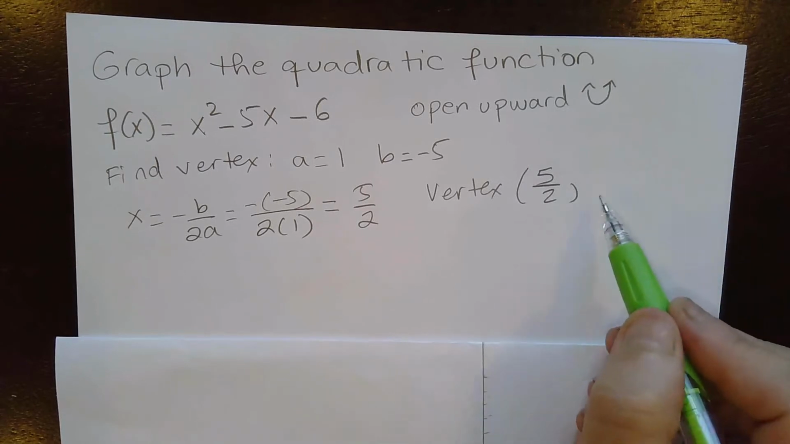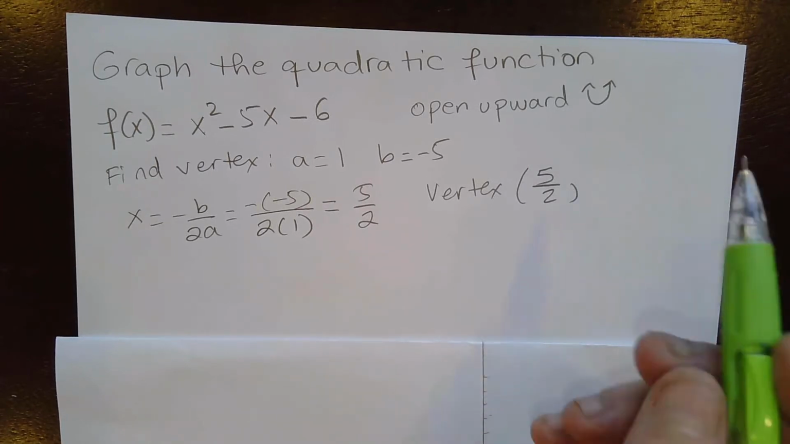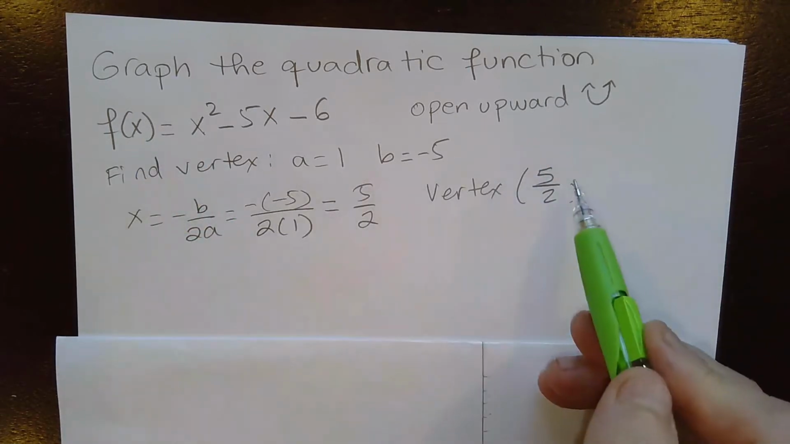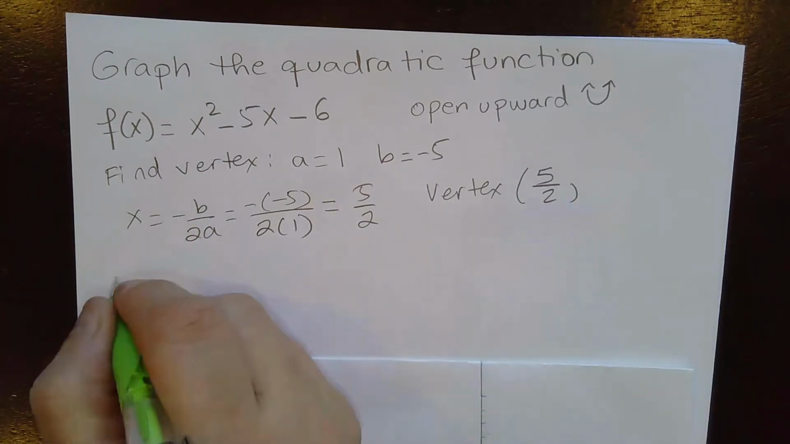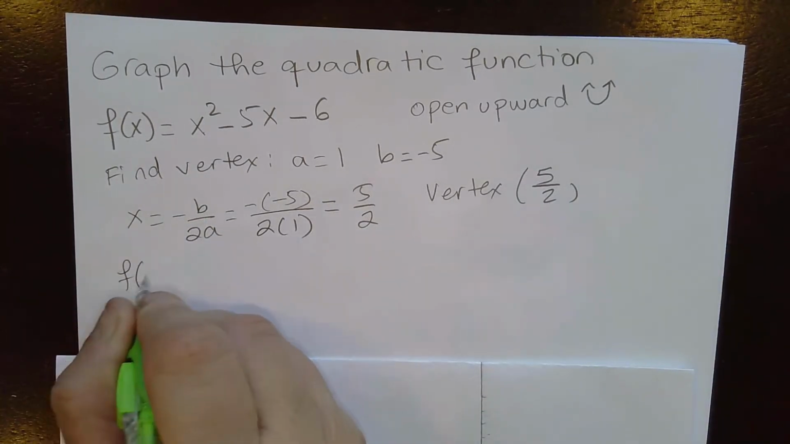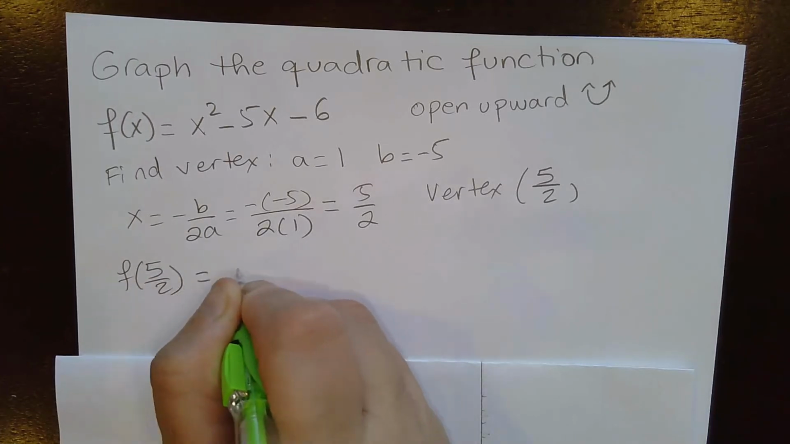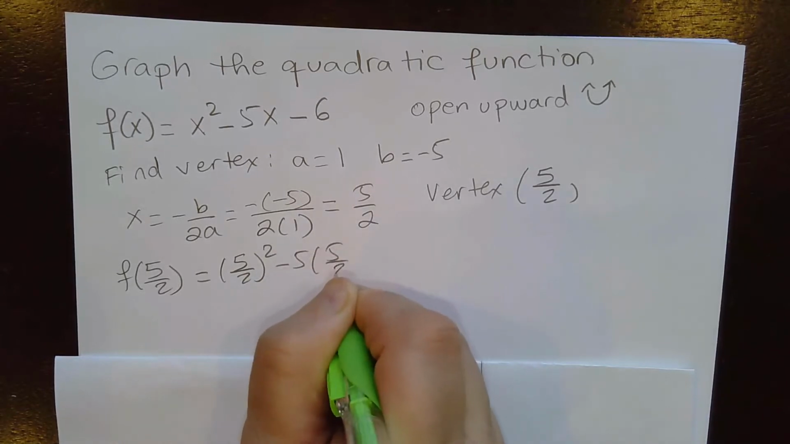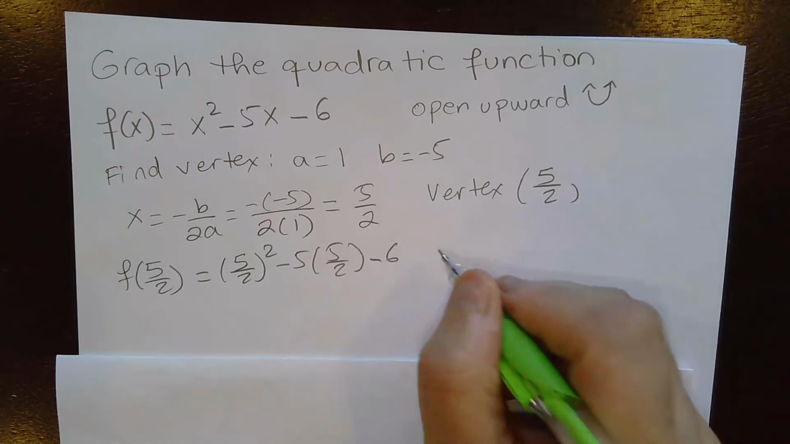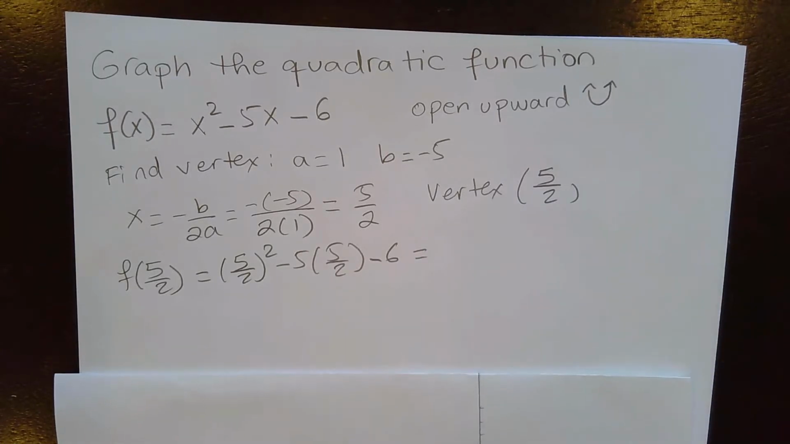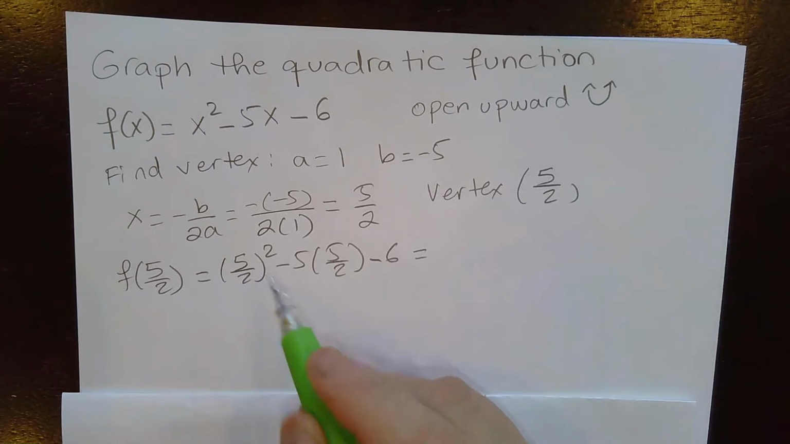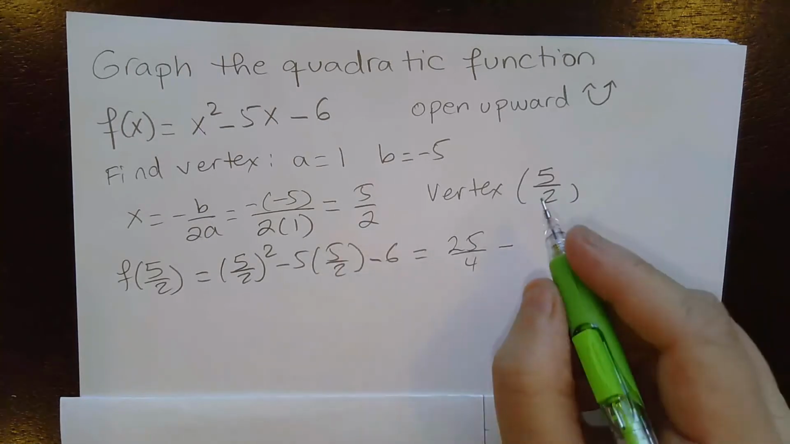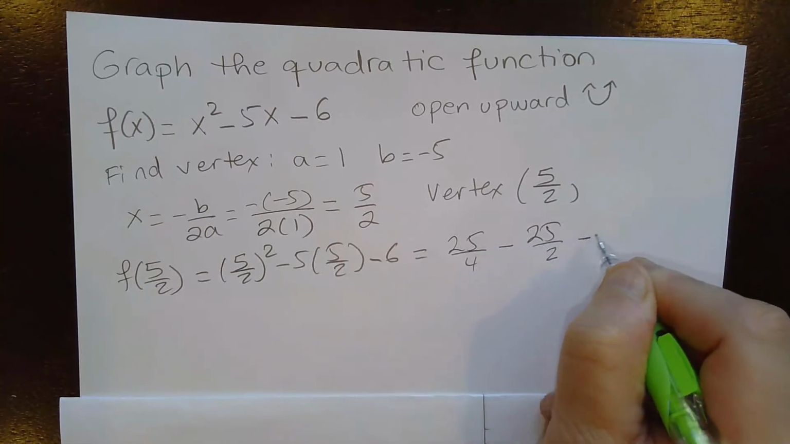Now we need to find the y-coordinate of the vertex. The way we find the y-coordinate of the vertex is we plug in 5 over 2 in the equation. So we replace x with 5 over 2. So let's go ahead and do that. Find the y-coordinate of the vertex. That's f of 5 over 2 equal to 5 over 2 squared minus 5 times 5 over 2 minus 6. Okay, so as you can see, we're going to end up with a fraction, but that's okay. We can do that. 5 over 2 squared, that's 25 over 4, minus 5 times 5, that's 25 over 2, minus 6.